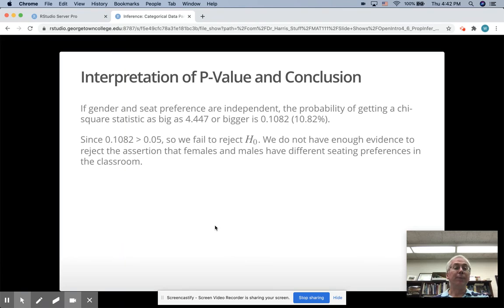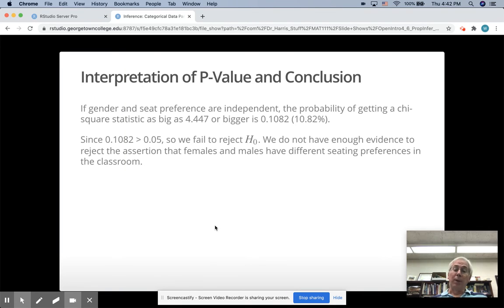What does this mean? If there's no relationship between gender and seat preference, then the probability of getting a chi-square statistic as big as the one we got or bigger is slightly under 11%. Since that's greater than 5%, we fail to reject the null hypothesis and say we don't have enough evidence from this table that males and females prefer where they sit in the classroom differently from one another.